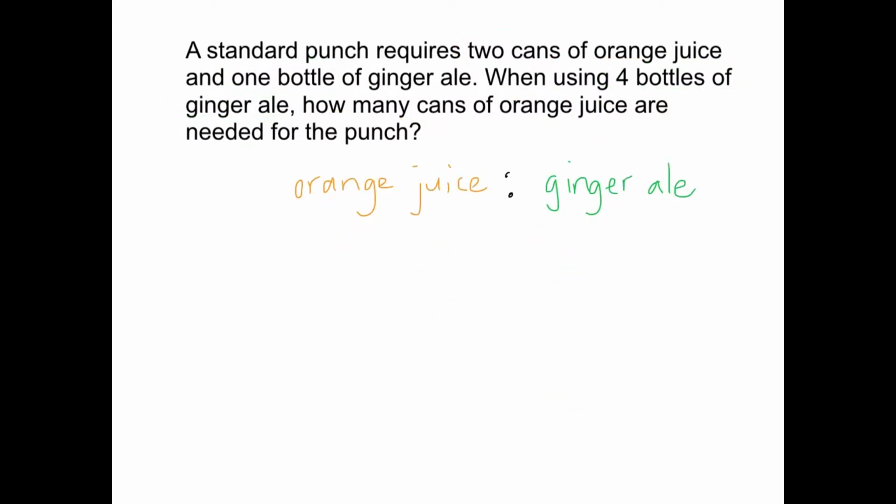So we know that we have a ratio of orange juice to ginger ale, and for this specific punch we have a ratio of 2 to 1. And we need to find out how many cans of orange juice we're going to need if we have 4 bottles of ginger ale. So how are we going to solve this? Well, can you think of another way that you can write a ratio? A ratio can also be written as a fraction. We're looking at orange juice to ginger ale. My ratio is 2 to 1.